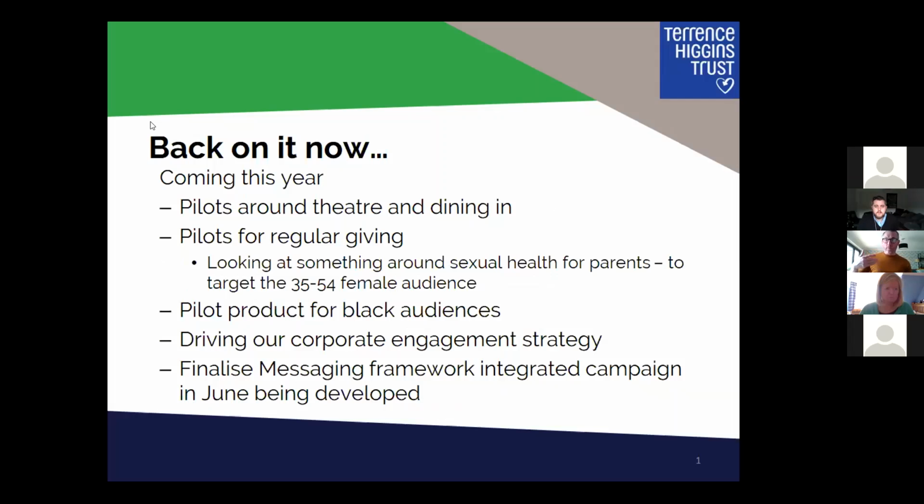Looking at pilots within the Black audience, and so working with our outreach teams on that to look at what we want to do. Working on corporate engagement, and we've nearly finished our messaging framework using all of the stuff that we found to actually have a really clear organisational way of talking to our audiences that is fully joined up.